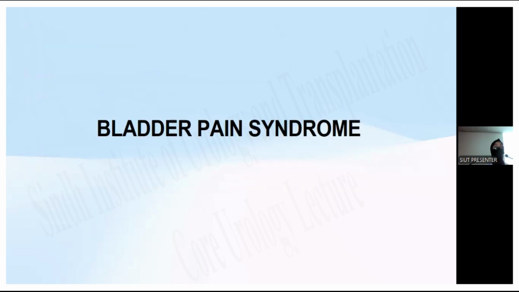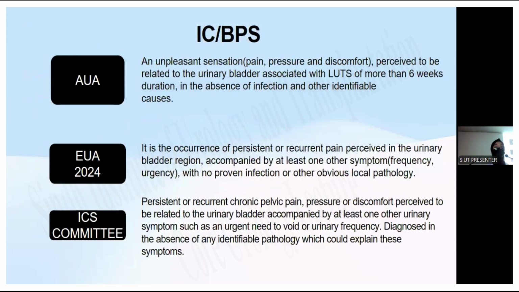Moving on to bladder pain syndrome or interstitial cystitis. According to the EAU guidelines, it is the occurrence of persistent or recurrent pain perceived in the urinary bladder region, accompanied by at least one other symptom of frequency or urgency, with no proven infection or other obvious local pathology.